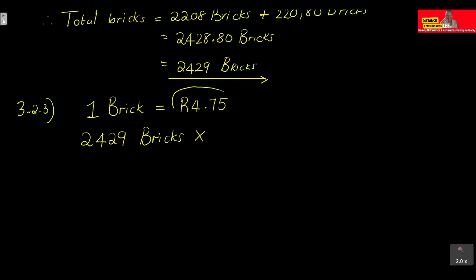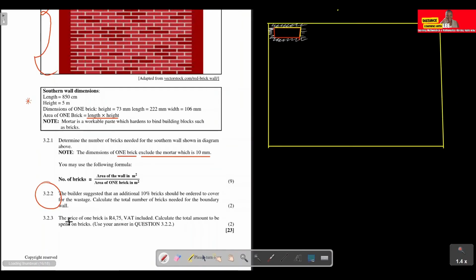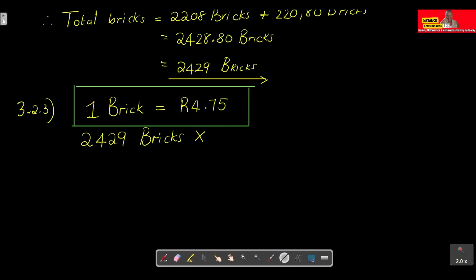So we're going to multiply by what we want. We want to determine what is going to be the price of these bricks in total. So we're going to use this equation we are given. You can write this as an equation: the price of one brick is 4 Rand and 75. One brick is equal to 4 Rand and 75. And we're going to use this equation to help us determine the price that this person will have to pay for all of these bricks that they want to buy.